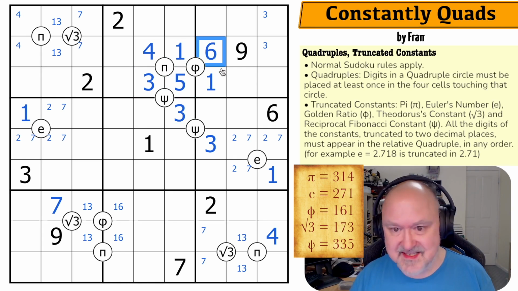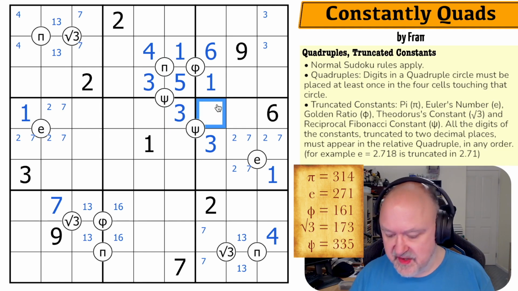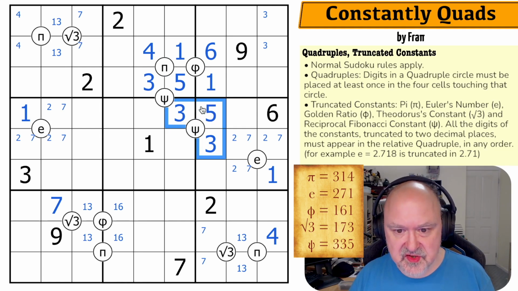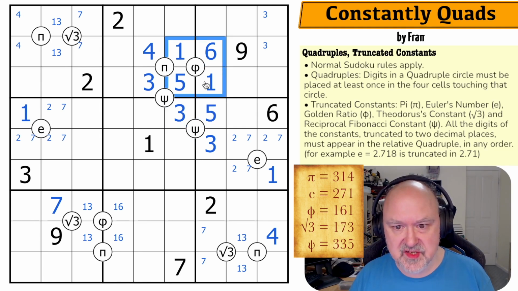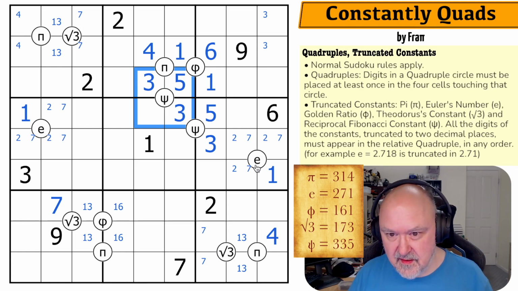Golden ratio needs a 6. I need to put a 5 around here now, and it's not here. So this is the 5. This has got its 335. This has got its 161. This has got its 134, and this has got its 335. Okay.